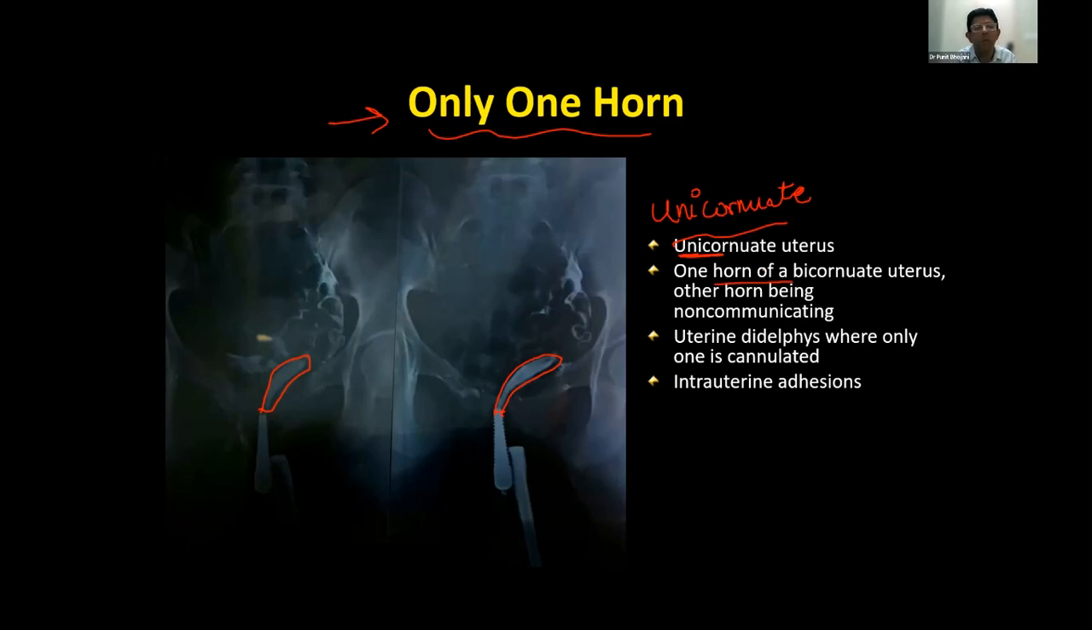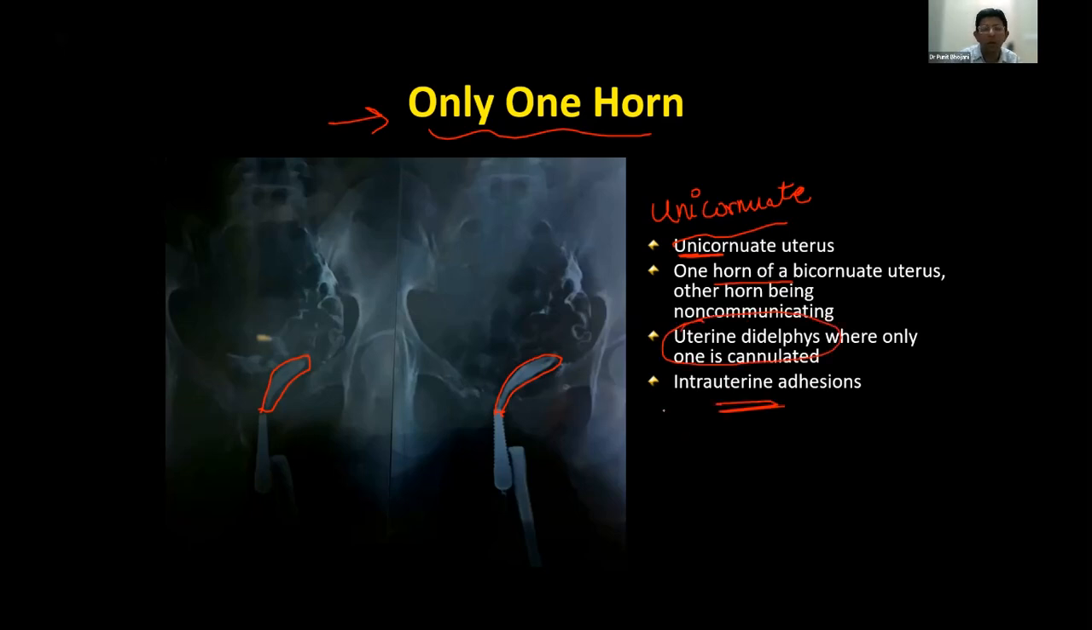Okay, but then you would see two cervixes when you do a P per speculum, if it's a complete didelphys. So correct, uterine didelphys, where only one side is communicated, and also it could be lots of adhesions on one side.